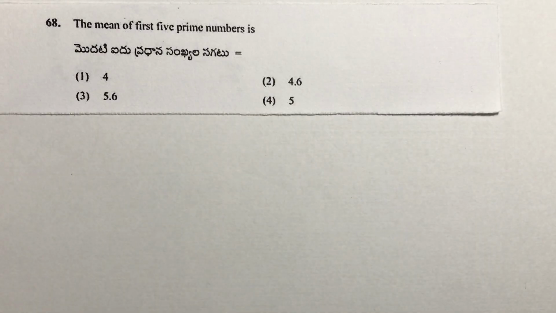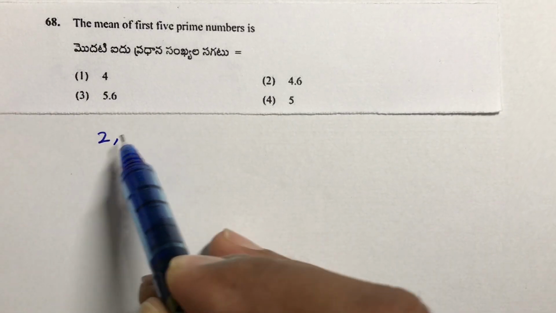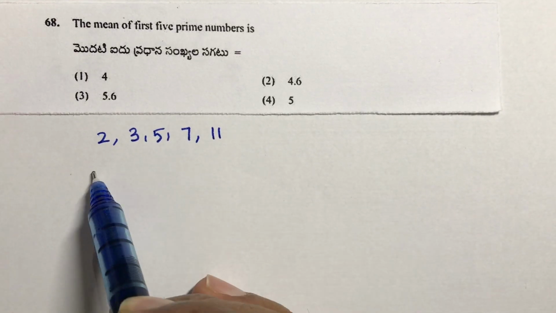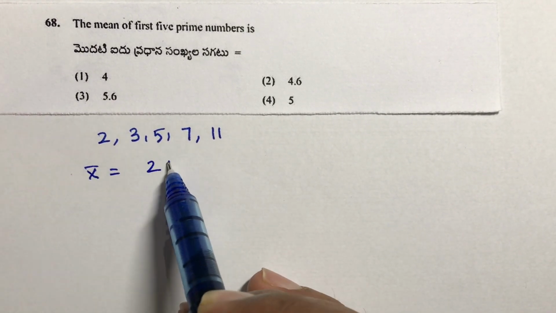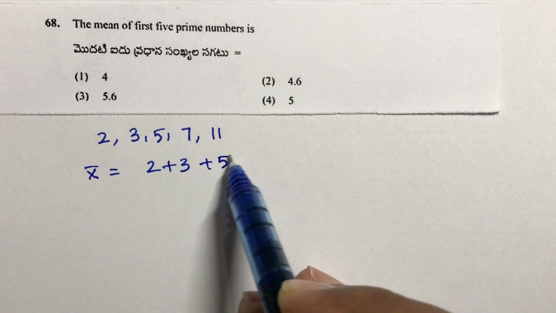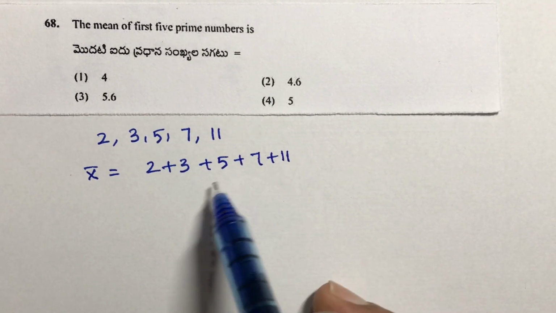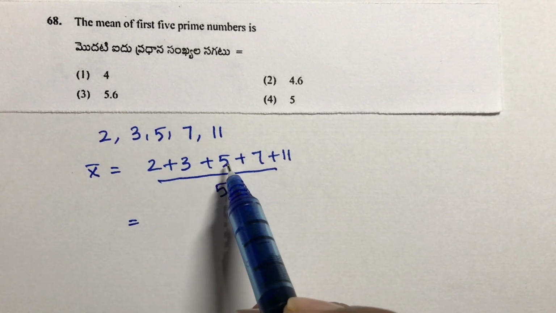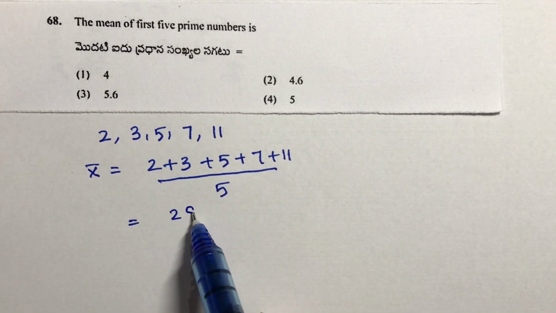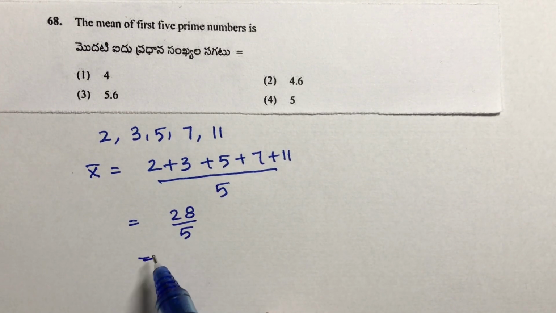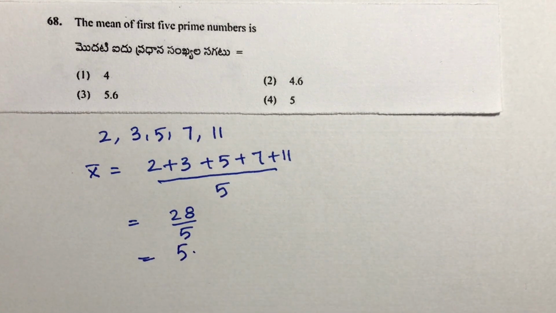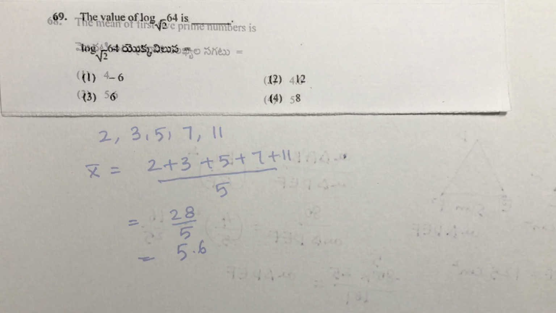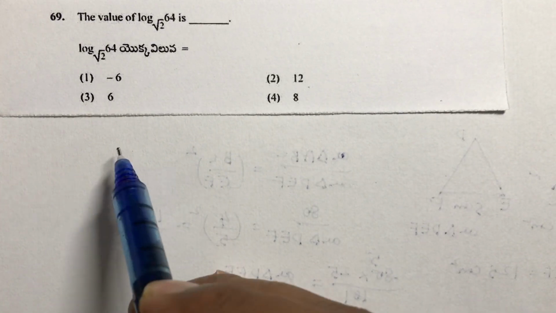The mean of the first 5 prime numbers. So the first 5 prime numbers are 2, 3, 5, 7, 11. So we need to find the mean. Mean is the sum of the observations, 2 plus 3 plus 5 plus 7 plus 11, by the number of observations. So 2 plus 3 is 5, 5 plus 5 is 10, 17, 28 by 5. So 5 times 5 is 25, so 5 times 6.